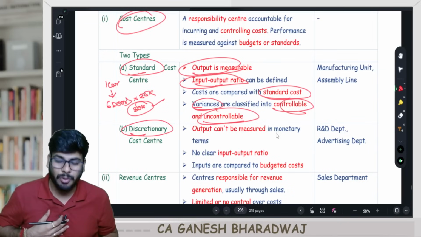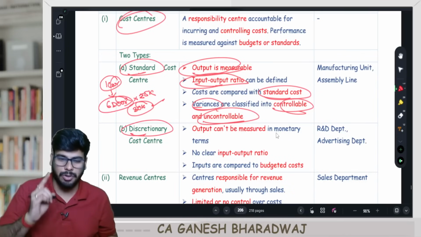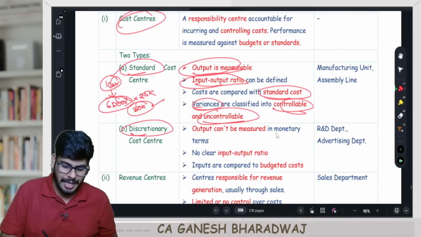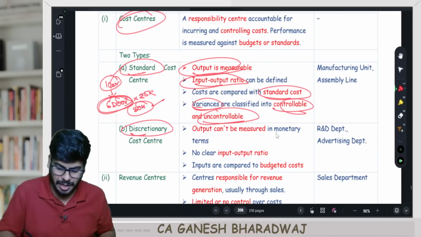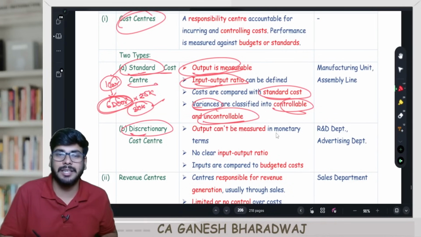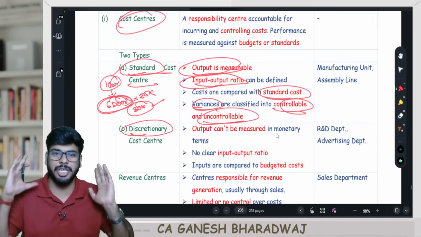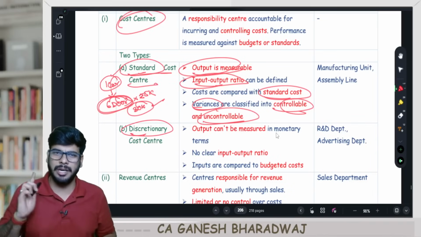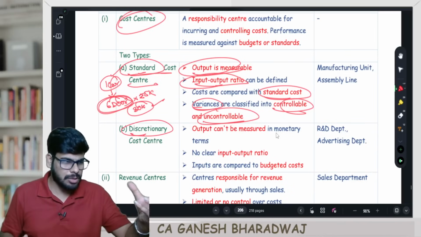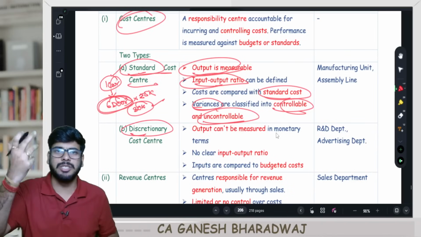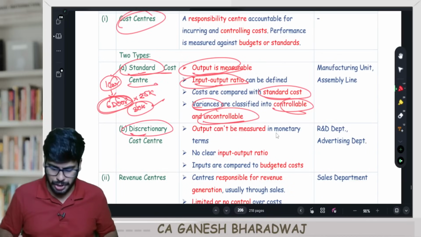So now, if I am able to arrive at this input-output ratio, for one output, that is a car, I need 6 doors as input. If you're able to establish this relationship, this kind of cost center is called a standard cost center. Typically, an example is the production department. In a production department, you can clearly know, okay, sir, for me to produce 1 unit of FG, I need so-and-so kgs of raw material, so-and-so hours of labor, and so on. You will be able to establish an input-output relationship.